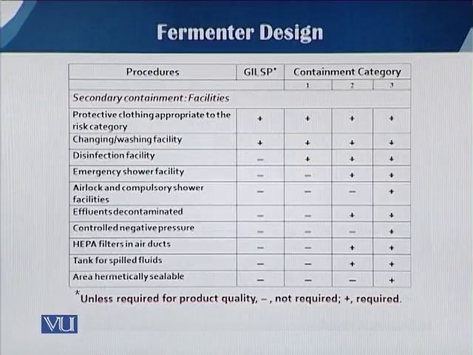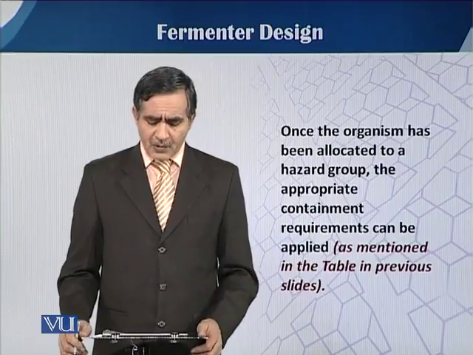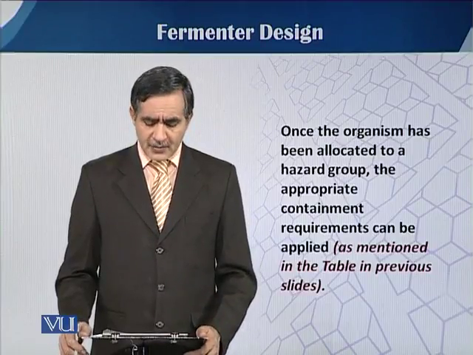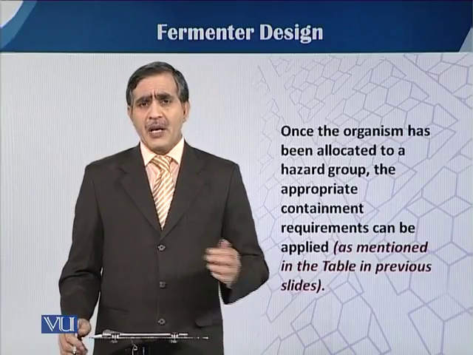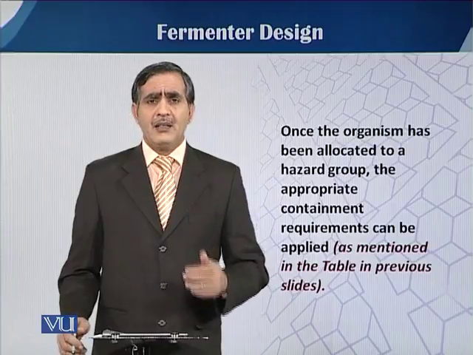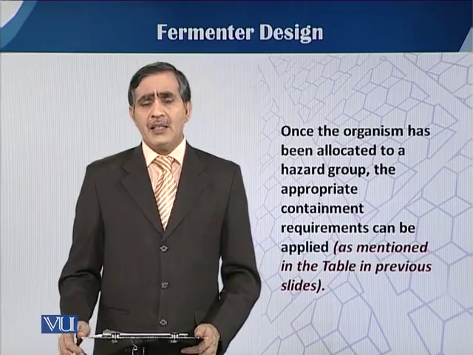But here you can also see the secondary containment facilities that are required at different containment levels. As you can see, there are different procedures. Once the organism has been allotted to the hazard group, then the appropriate containment requirement can be applied. So as we have seen in the table, there is a primary containment level and secondary containment procedures, according to Farmer et al. 1989.